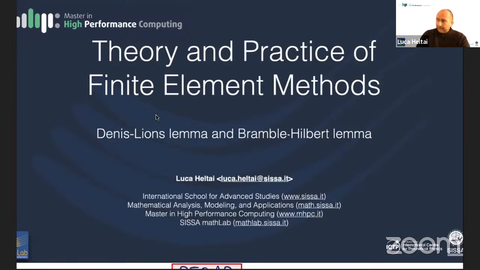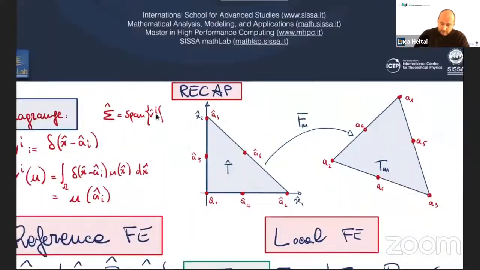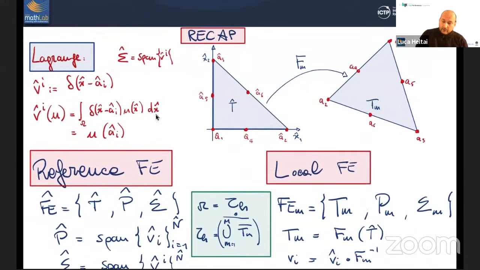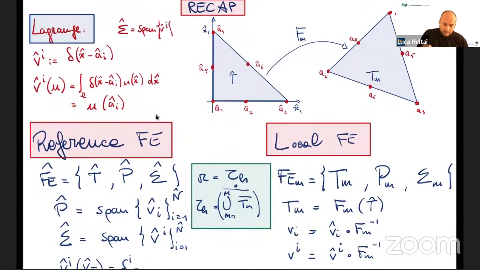So let's go with a very short recap of what we did so far. We started with the definition of the finite element spaces as a triple of a reference element, a reference finite dimensional space, and a reference set of degrees of freedom. According to whether you look at the degrees of freedom as the functional or as the actual numbers that come out, it may be the values, for example, for Lagrange finite elements, the values of the functions at the nodal points or the Dirac delta distribution centered at the points. So it depends on the various literatures we look at.